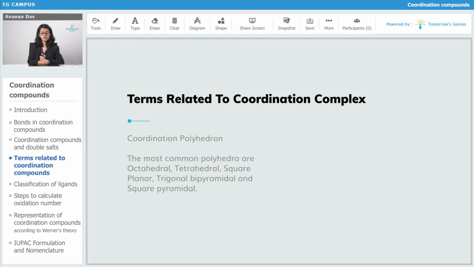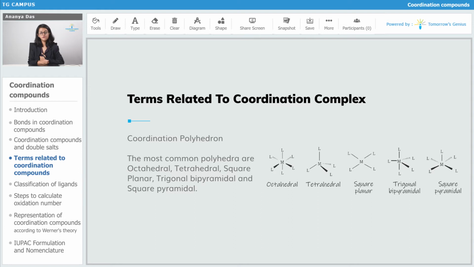So the most common polyhedra are octahedral, tetrahedral, square planar, trigonal bipyramidal and square pyramidal. In all of these you can see what the polyhedrons look like. In case of octahedral, the 4 ligands that you can see, 2 of them by wedged and 2 of them by dashed lines, all of these 4 lie in one plane, whereas the ligands which are drawn just by a single line lie above the plane and below the plane.